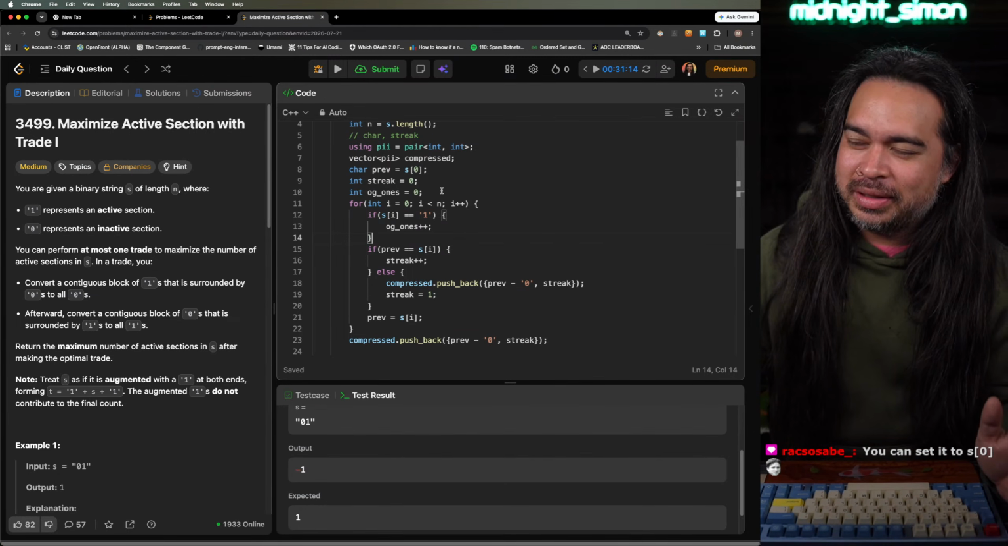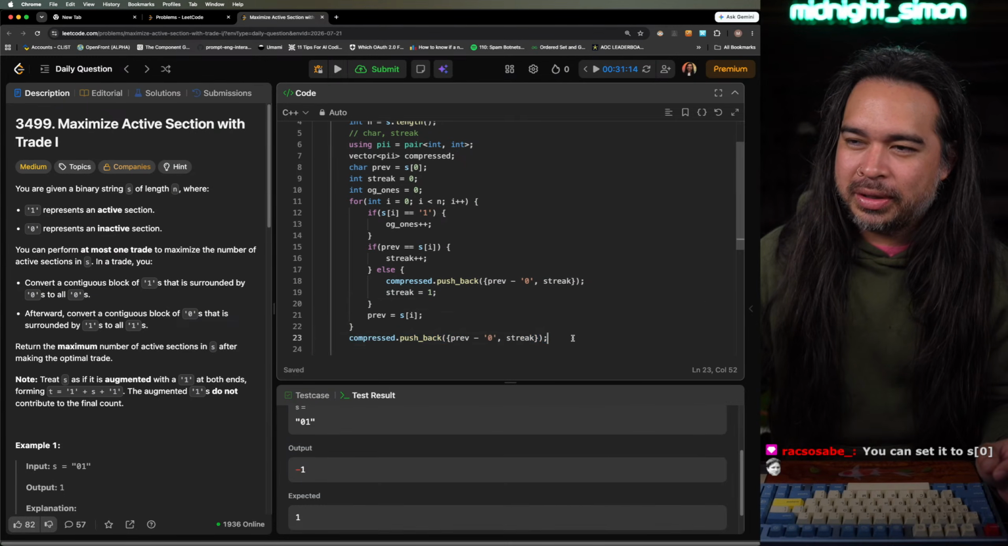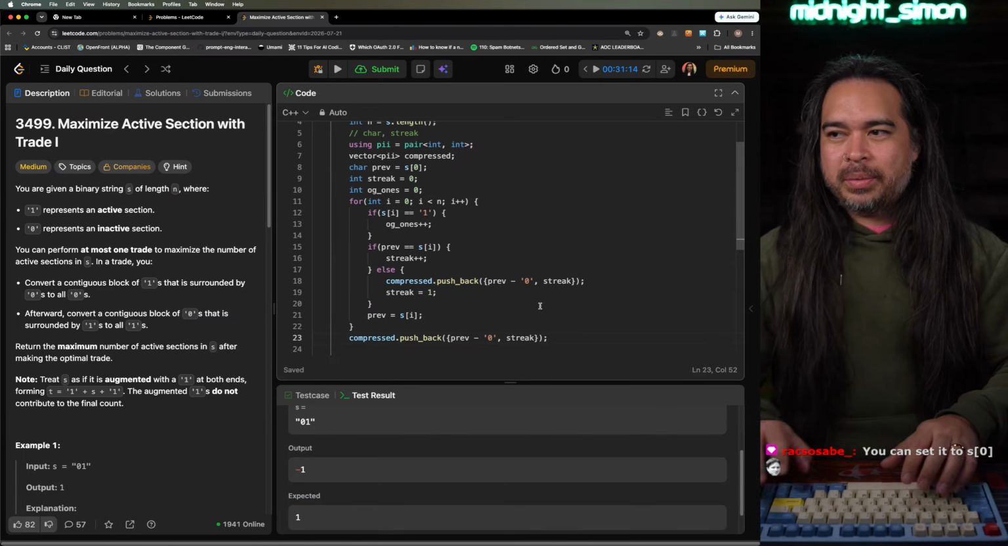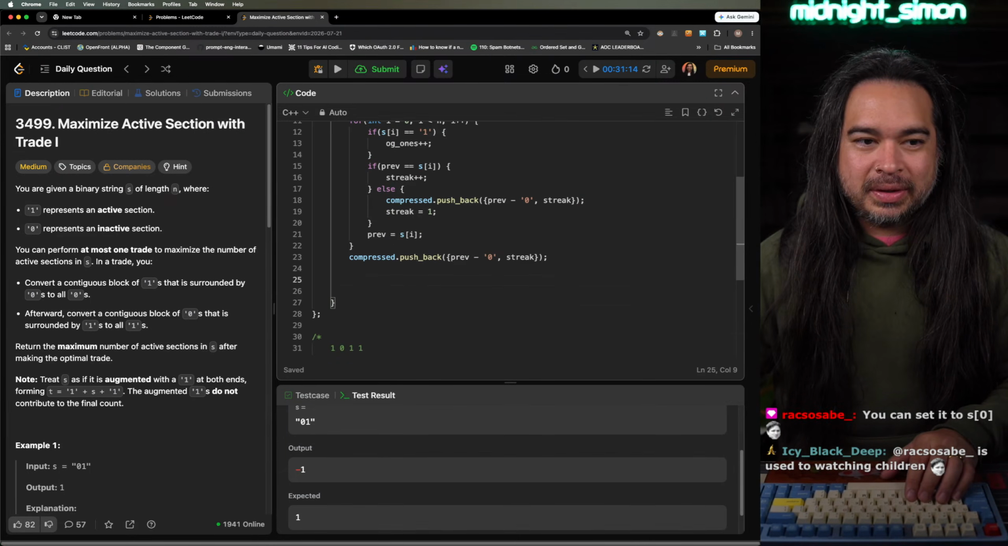So counting my ones, I don't know if I need to do that, but I'm gonna do it anyways. I do the streak thing, I do the compression thing, I got the compression there, and this is without the ends. So now with my compression, I can look for the 1 with the zeros.